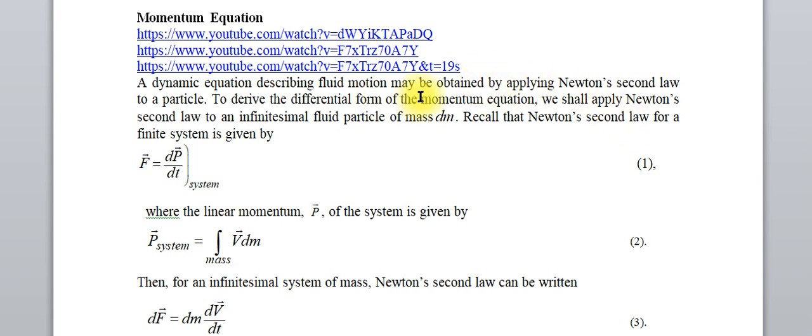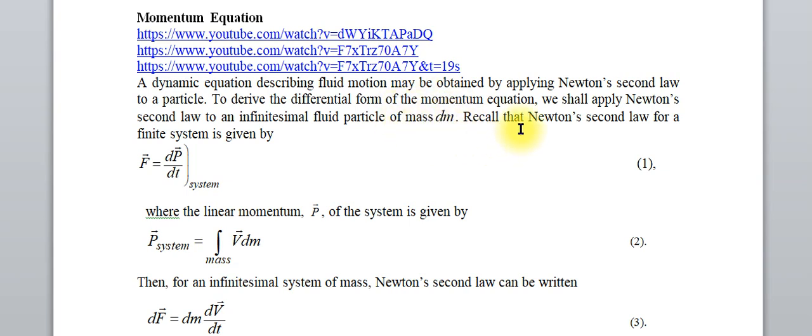So the fluid motion may be obtained by applying Newton's second law of motion to particles. How to derive the equation describing the fluid motion? That can be derived using Newton's second law of motion. To derive the differential form of the momentum equation, we shall apply Newton's second law to an infinitesimal fluid particle having mass dm. So it is a very small fluid particle having mass dm.